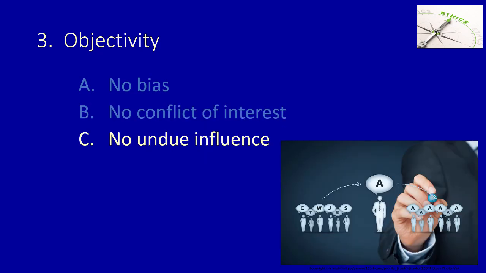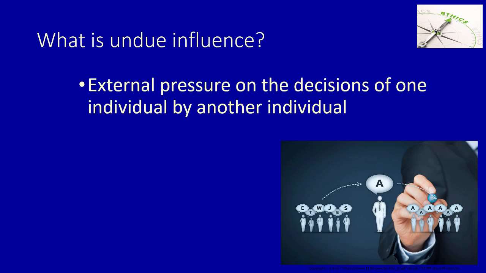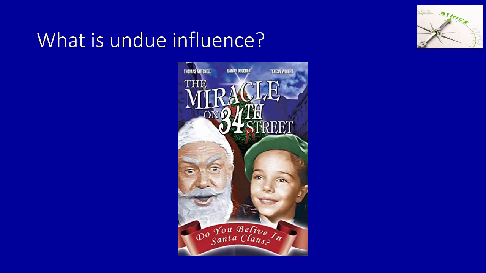Let's move on to C, free of undue influence of others. One of the threats of objectivity is pressure or influence by another party. Again, an example would best describe what undue influence means. In the 1955 version of the movie Miracle on 34th Street, an old man going by the name of Kris Kringle is hired to play Santa in Macy's annual Thanksgiving Day parade.